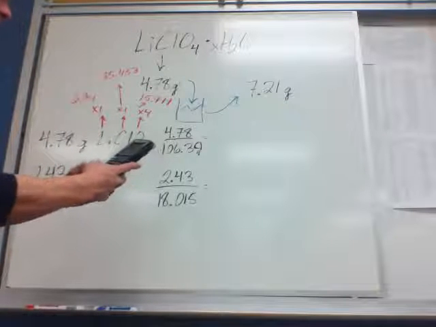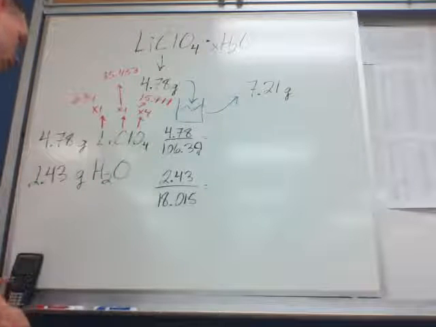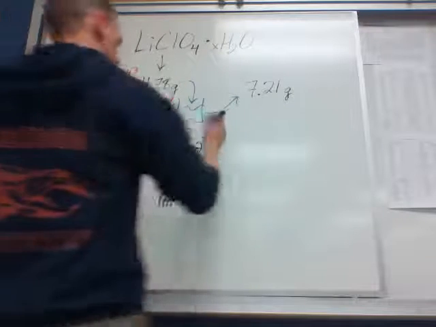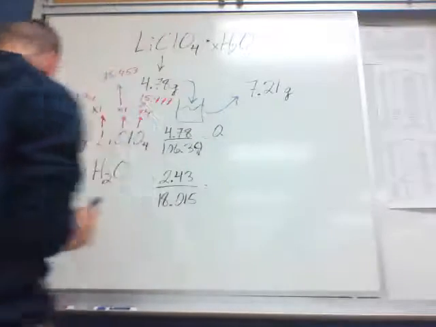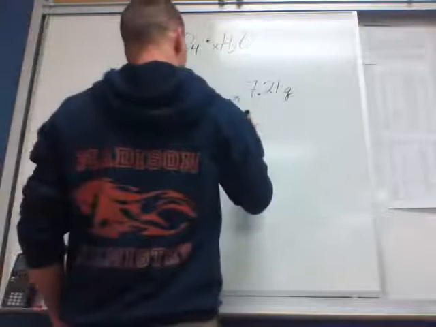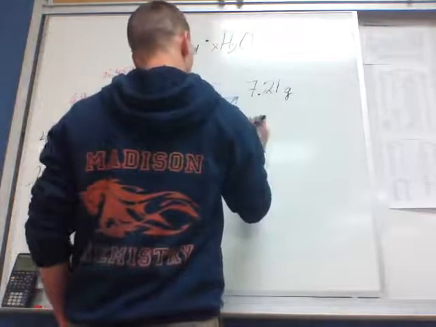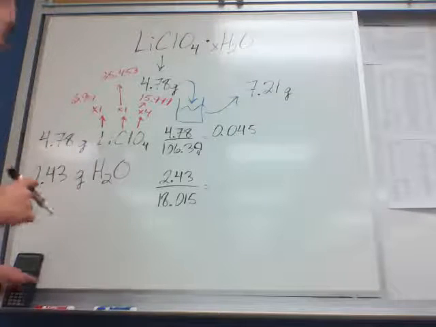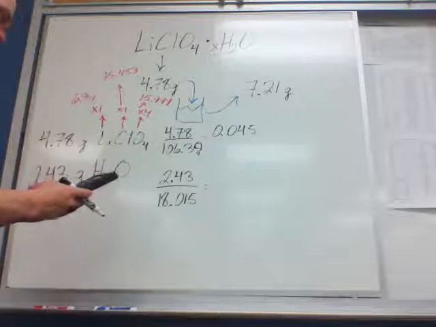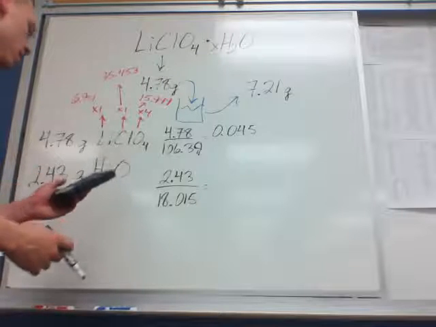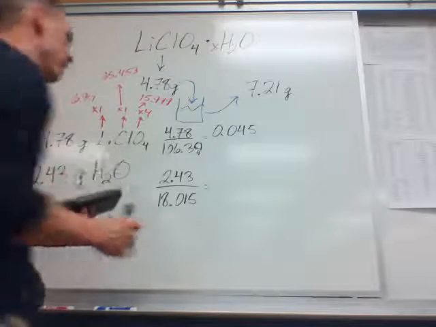4.78 divided by 106.39. I get 0.045. On the bottom, 2.43 divided by 18.015, I get 0.135.